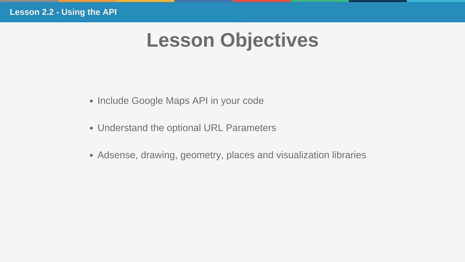In this lesson, you learned how to include the Google Maps API, add your API key, specify a version, and include the AdSense, geometry, drawing, places, and visualization libraries.